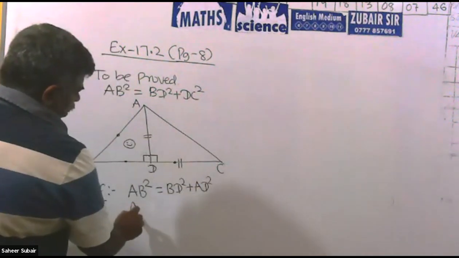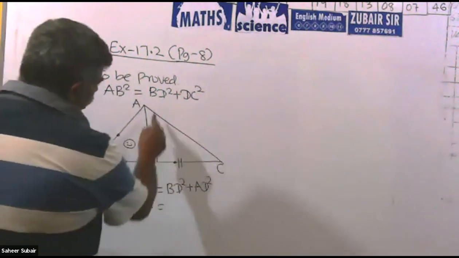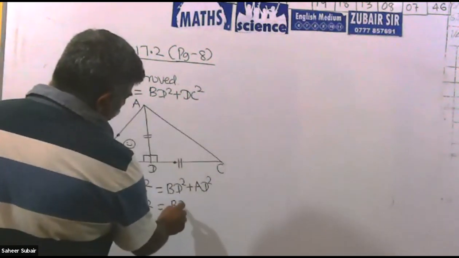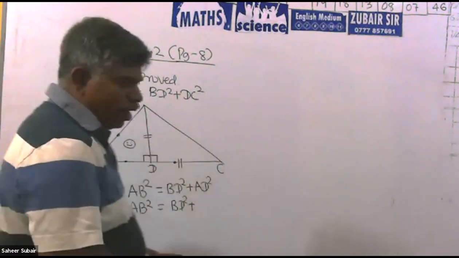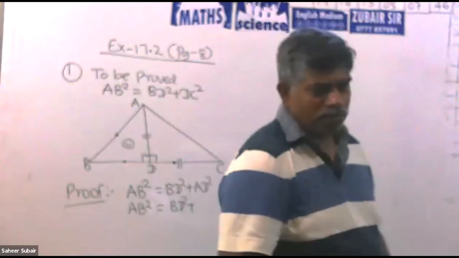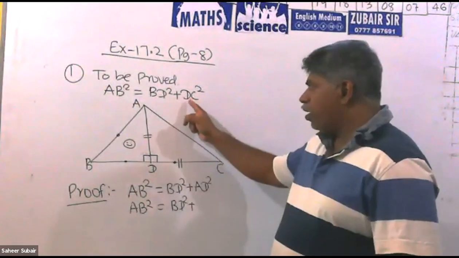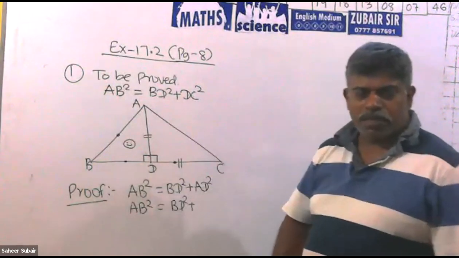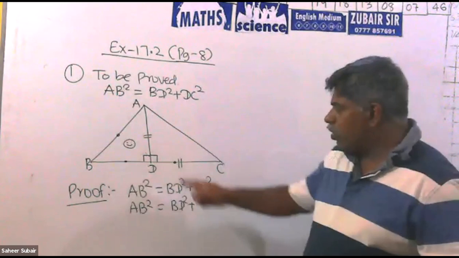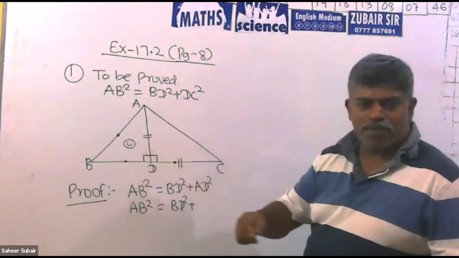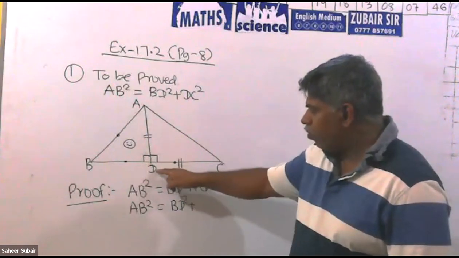In this, AB squared we need. It is there in the proof. BD squared also there. AD we don't want. Then we have to remove the AD. But DC is included in the answer. Then see what is the connection between AD and DC. When you see AD and DC, it is given both are equal. Because of that, instead of AD, we can put DC.